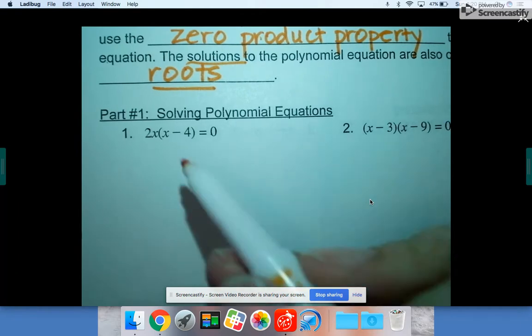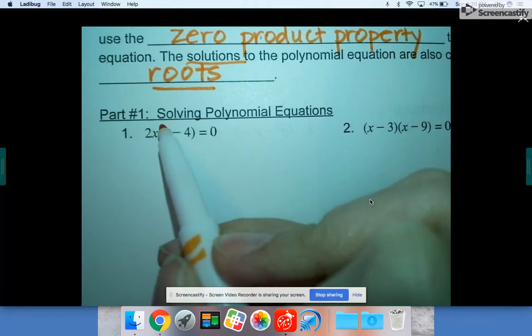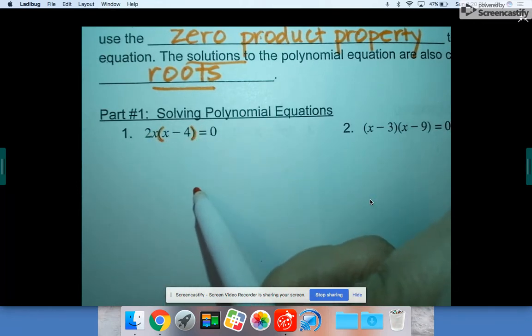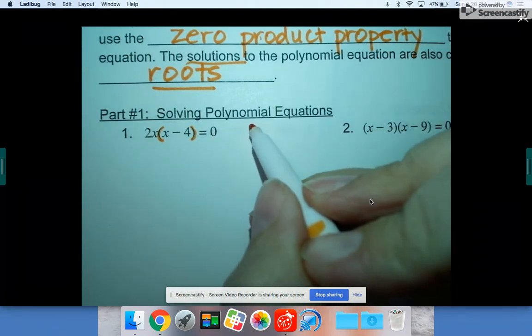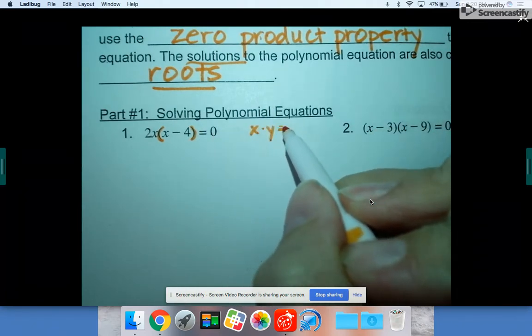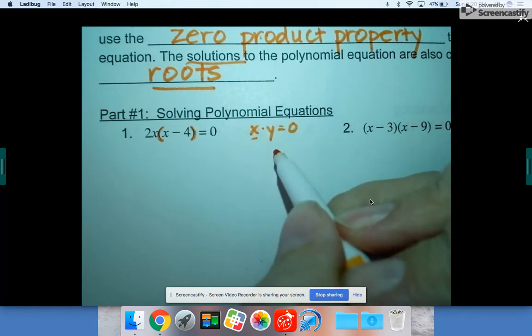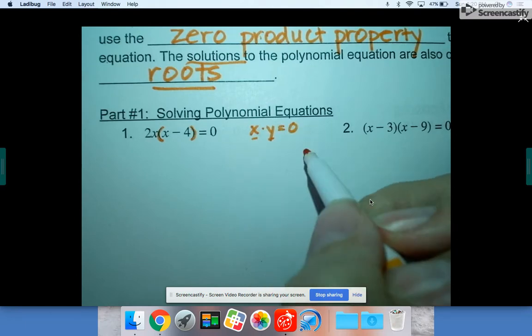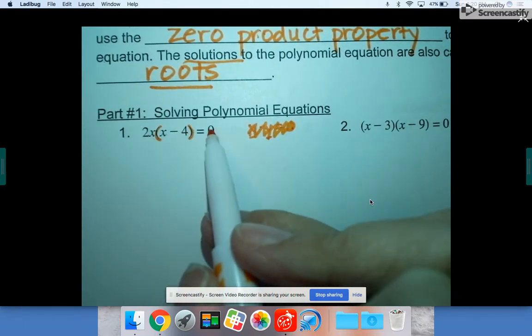Okay, so here we go. Part 1. We don't know what 2x is, and we don't know what x minus 4 is, but if they're being multiplied, see how 2x is squished up against this? Then that means they're being multiplied and they equal 0. So if you think of any other number, x times y, and it equals 0, we don't know what x and y are, but we know that one of those has to be 0 because it equals 0 when you multiply. So same thing going on here. One of these is equal to, or they're both equal to 0.